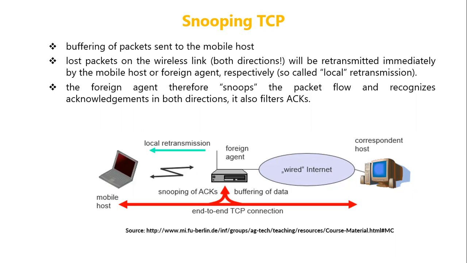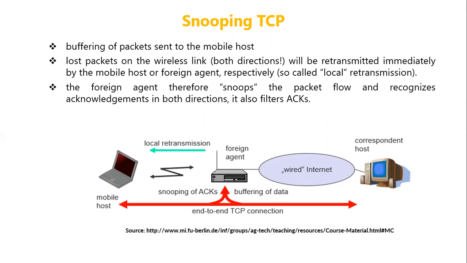So the main function of the enhancement is this: the foreign agent buffers the data for all communication from the mobile host to the correspondent node and also from the correspondent node to the mobile node. So the foreign agent buffers all packets. The foreign agent also performs snooping.